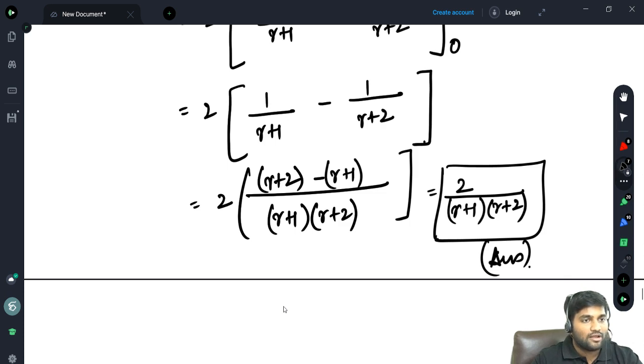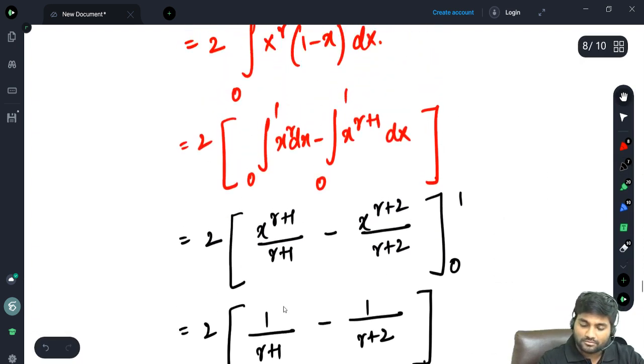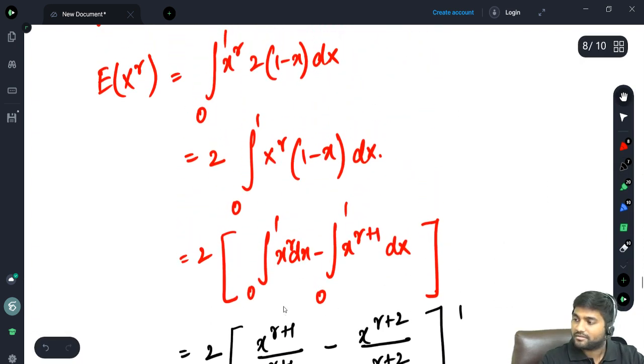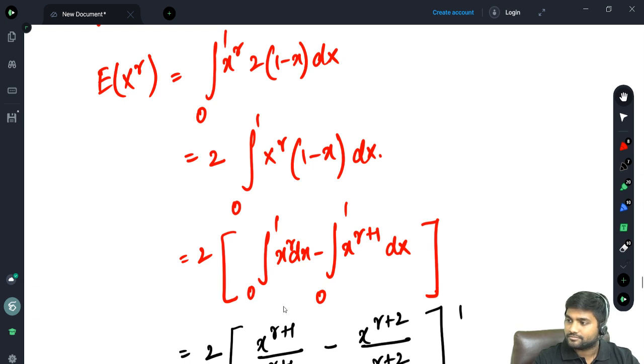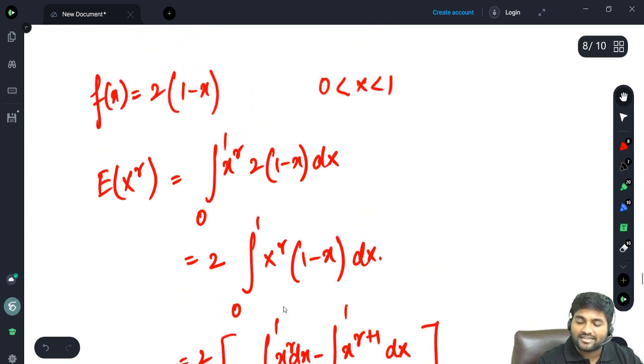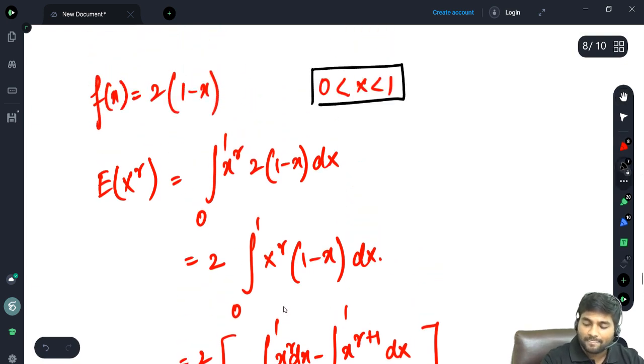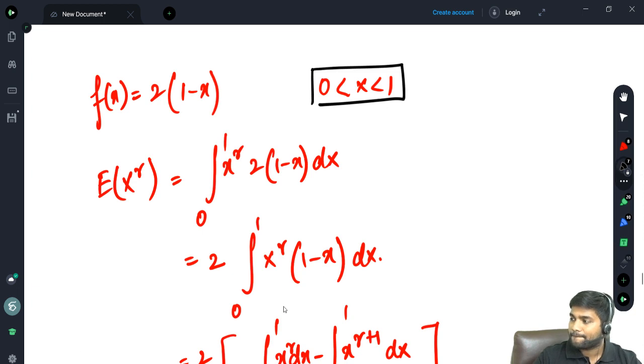Is it fine? Cool, everyone. Now please put the heading beta integration. Which step? Yes, Rishi Singh. Yes, because if you see the range, it is a continuous random variable. Beta. That will be difficult. U into V will be very difficult.